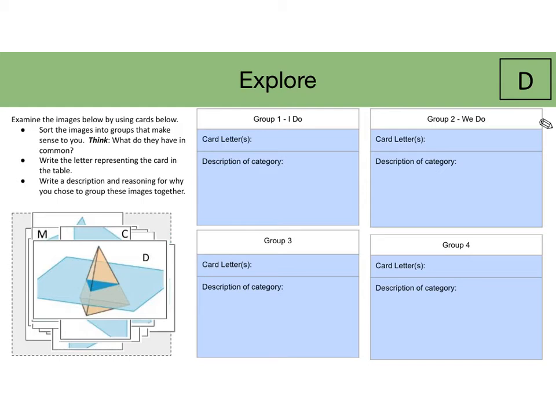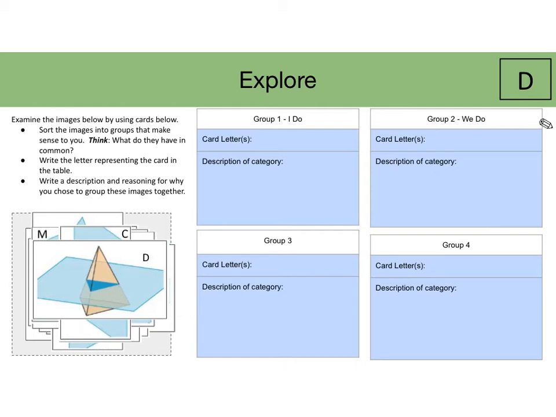And so students are asked to examine the images below by using the cards below and from the previous slide. Students are going to sort the images into groups that make sense to them and think, what do they have in common? They're going to write the letter representing the card in the table and write a description and reasoning for why they chose to group these images together.